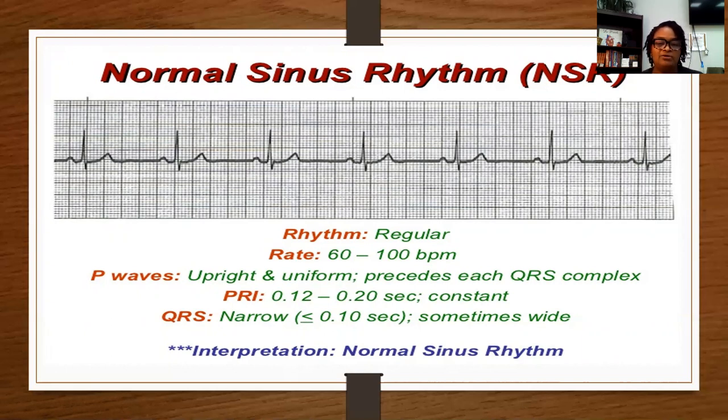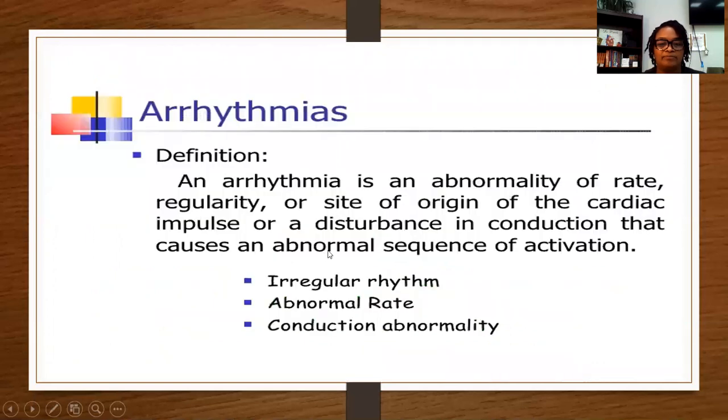And then we have a narrow QRS, and it could be wide sometimes too, but your QRS should not exceed more than one or two small blocks. Okay, so we looked at the normal sinus rhythm. So let's talk about arrhythmias.